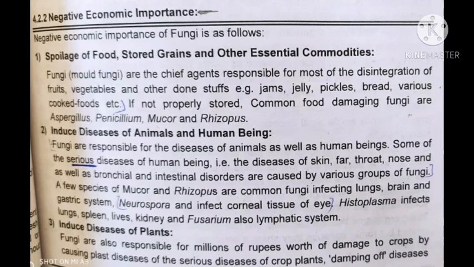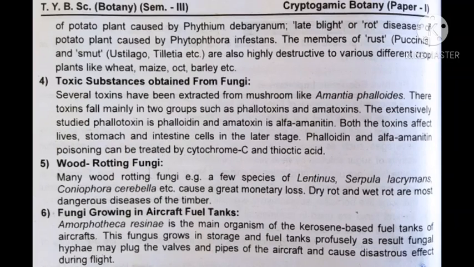Apart from these, some of the fungi cause diseases to plants, and they are responsible for decreasing the yield or damaging the crop plants. There are many fungi that cause diseases to plants. For example, damping off disease on potato is caused by the fungus Pythium, late blight disease on potato is caused by Phytophthora, and the rust disease is caused by Puccinia graminis on the wheat plant.